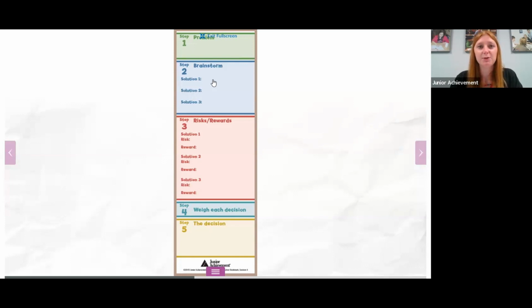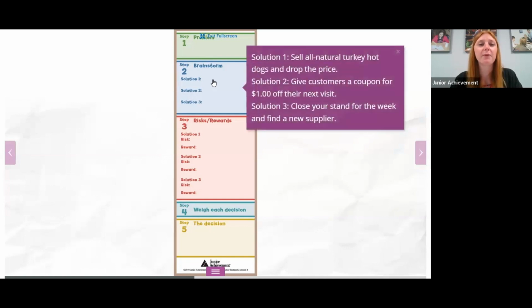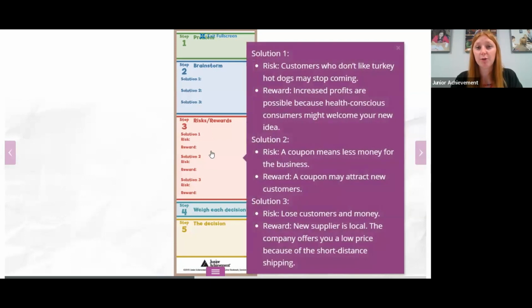Once you give them the opportunity to talk about how they would solve the problem, I like to go over what this program says. So our solution 1 is to sell all natural turkey hot dogs. We could give the customers a coupon, or we could close our stand until we find a new supplier. So each solution is going to have some risks and rewards. So I would pick a solution and have the students brainstorm risks and rewards for that solution. We're going to go through all 3 of them.